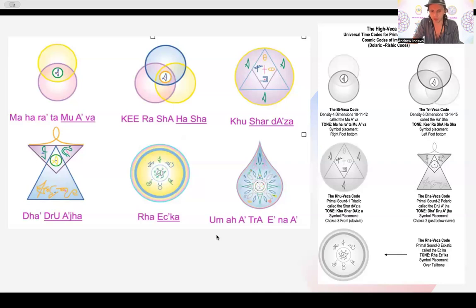And then the symbol placement for that is going to be on your neck, on your clavicle. So it's going to be right here.